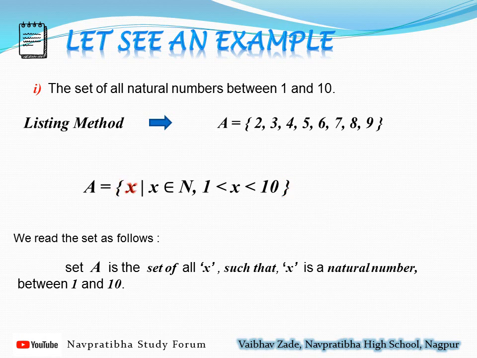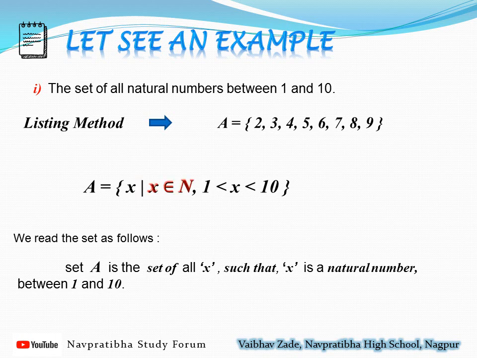x. Here I write x for every element, where x may be 2, x may be 3, x may be 4, x may be 5, x may be 6, x may be 7. We write x for all the elements in the set. Next, "such that" means I write the vertical line or semicolon. Here I write either the vertical line or semicolon.